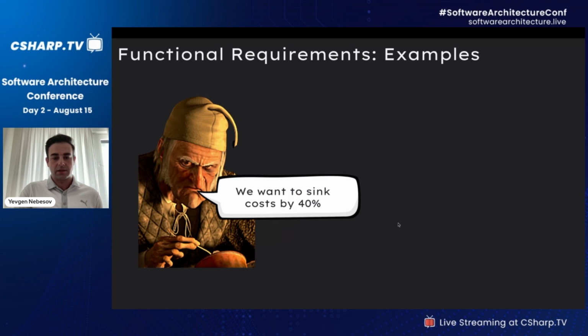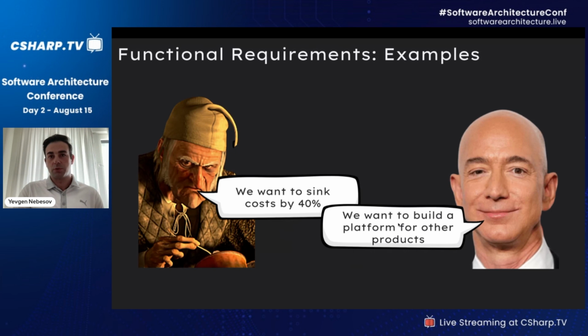For example, if you want to cut costs by 40%, it is usually positioned as an organizational requirement, but it is actually a socio-technical requirement because we have to make some changes in the social architecture of the organization and both in the technical organization of the systems and artifacts we create. Another example, we want to build a platform for other products. It's also a socio-technical requirement because one thing is to build a technical product, the technical platform, but another thing is to make changes in the organization structure so that other teams and departments will use this platform.